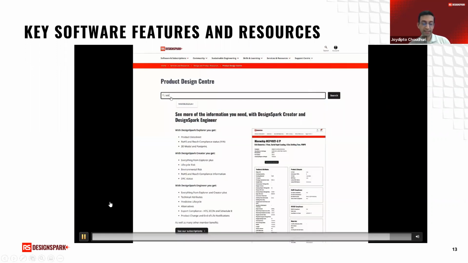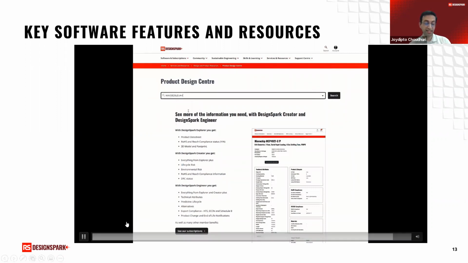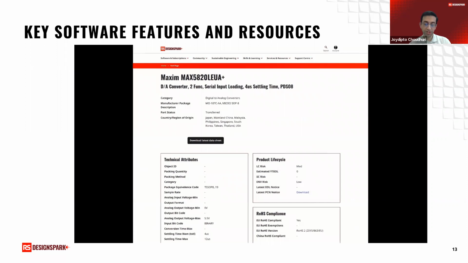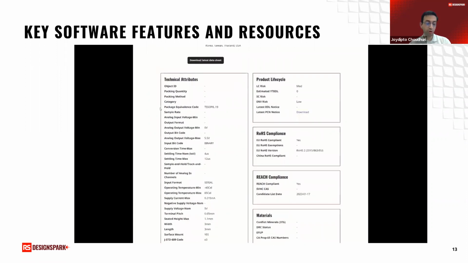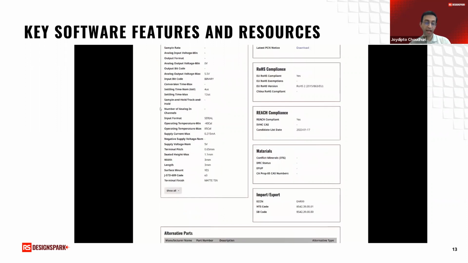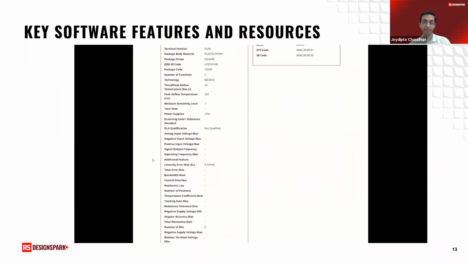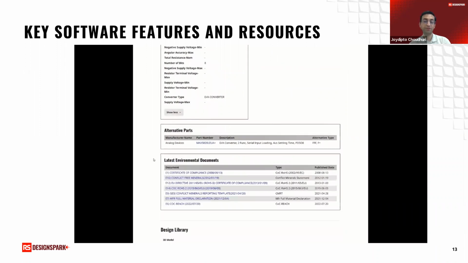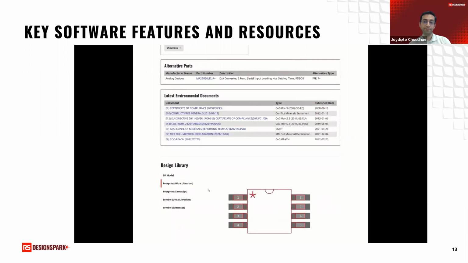Next, we've got the Product Design Center. Here you can find product information for more than 1 billion parts, such as average lead times, export compliance status, HTS, ECCN numbers, country of origin information, end of life estimates, product alternatives, RoHS and REACH compliance information, and predictive life cycle data. You can also access data sheets for these parts on this page.